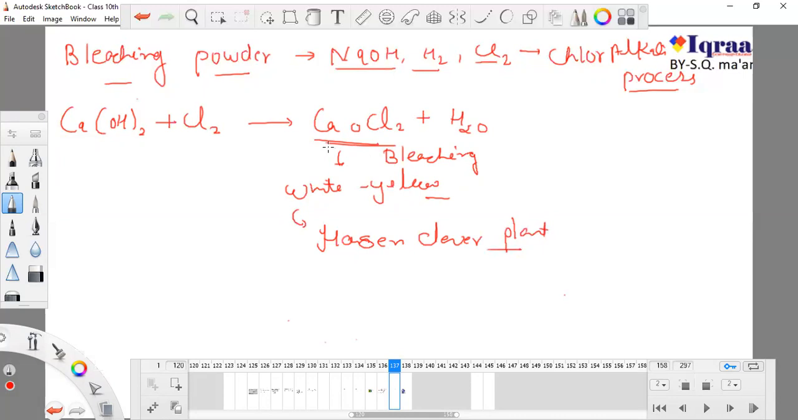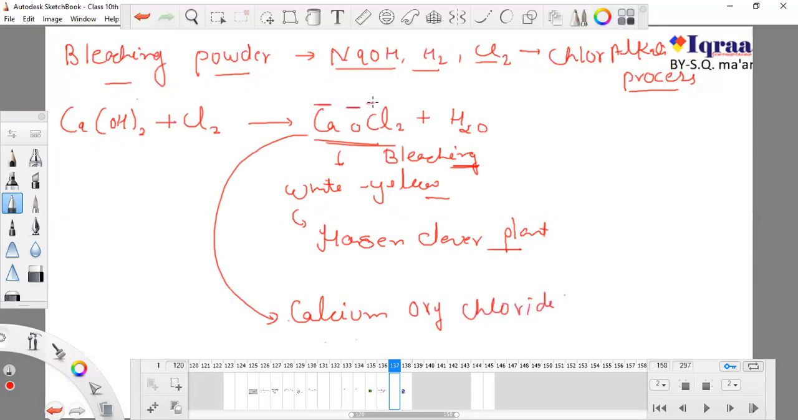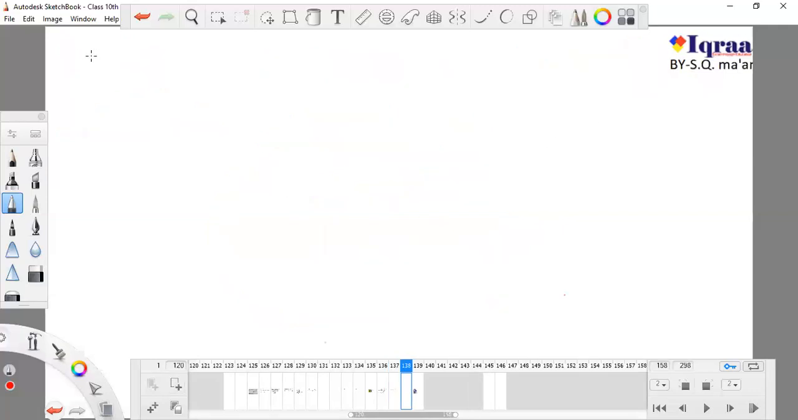So bleaching powder is the common name, and the scientific name is very simple: calcium oxychloride. And this is a salt. Why is this a salt? Now you have studied two types of salt. One type of salt contains one metal part and one non-metal part.